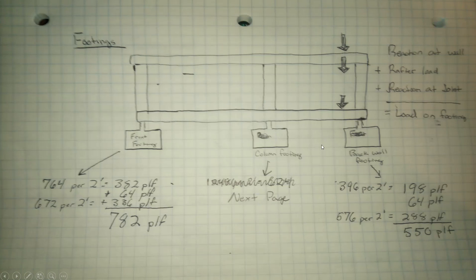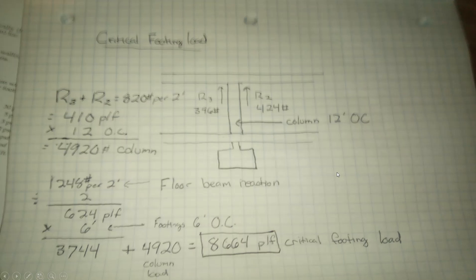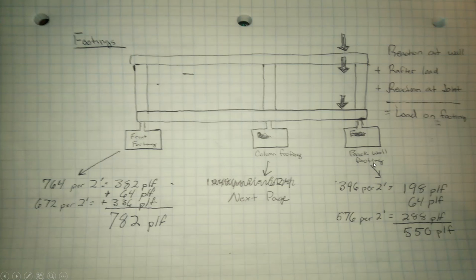The middle one, which they call the critical footing, we'll do on the next page. And for the back wall, we have 396 per 2 feet, which was the reaction at the wall. Divide by 2 is 198 pounds per linear foot, again, plus the same rafter load. And then the 576 per 2 feet from the joist is 288 pounds per linear foot. That equals 550.